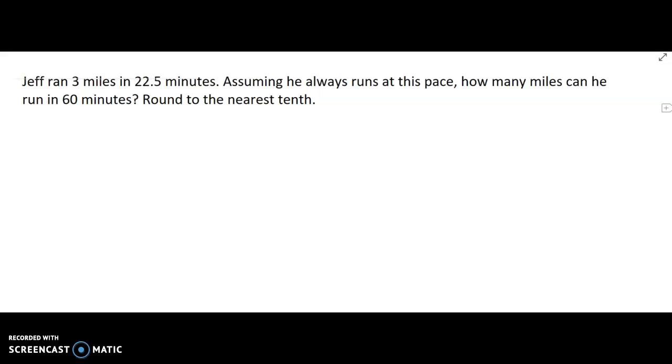Jeff ran 3 miles in 22.5 minutes. Jeff is my hero. Assuming he always runs at this pace, how many miles can he run in 60 minutes? Now, I dabble in running. It's more of a light jog, actually. But if you're going to run maybe a 5K or a half marathon, this kind of proportion is good. So if I start running and I know, I'm going to pretend like I'm Jeff, I can run 3 miles in 22.5 minutes.